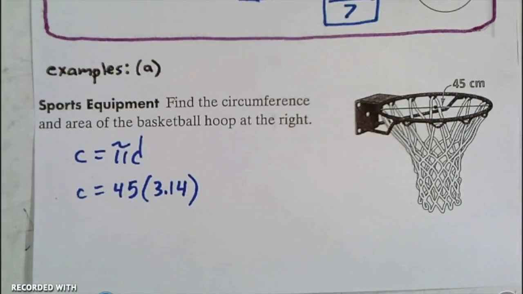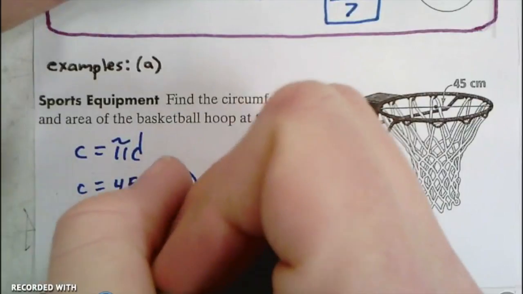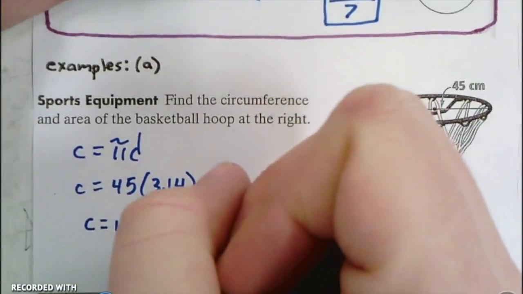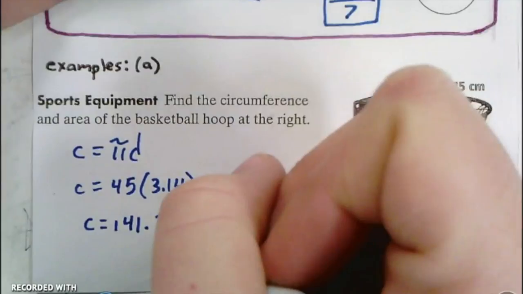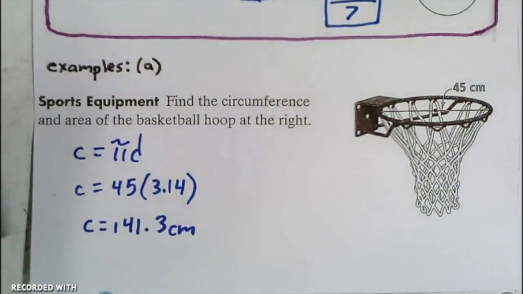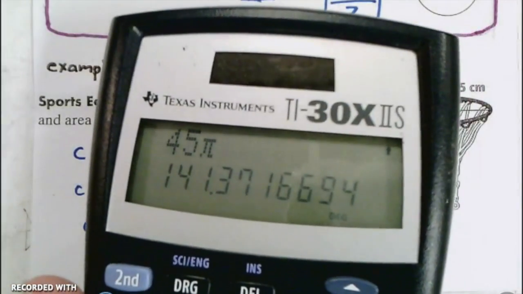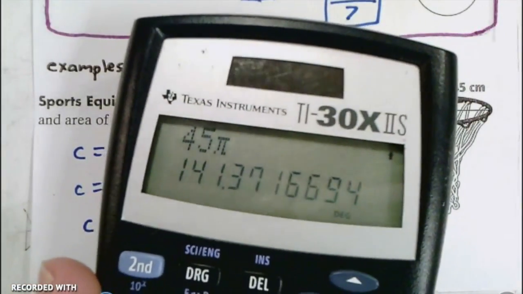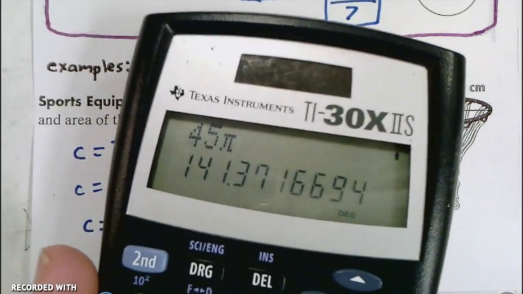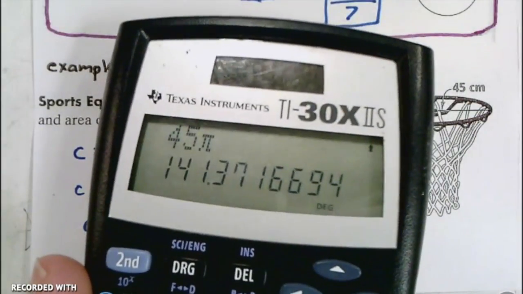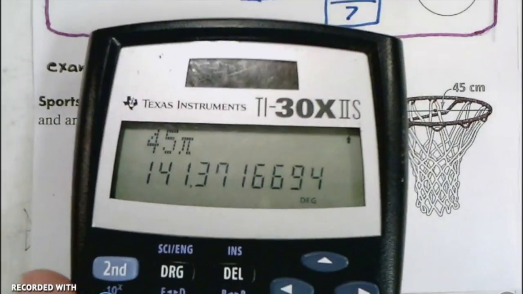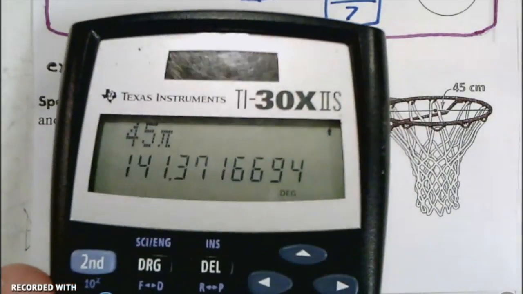And when I do that in my calculator, let me show you the difference. 45 times 3.14 equals 141.3 centimeters. If I use the pi button, 141.37, and that would round up to 141.4. So as you can see, it sometimes will affect your answer. Make sure that you are just following the directions of what they say to do in the directions.